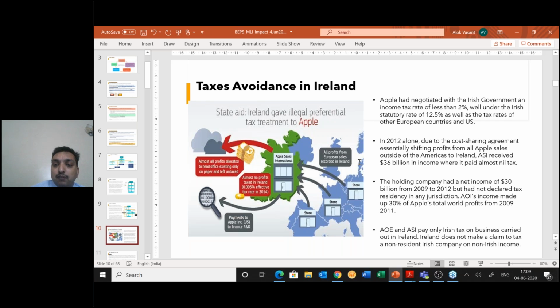And another thing which happened was AOE and ASI paid only Irish tax on business carried out in Ireland, because Ireland does not make a claim of tax on a non-resident Irish company on non-Irish income. Now these were non-resident companies because their place of management was outside Ireland, and the income that they earned from sale of these products from outside Ireland was again an income which was earned outside Ireland. Therefore, there was no taxation on that.